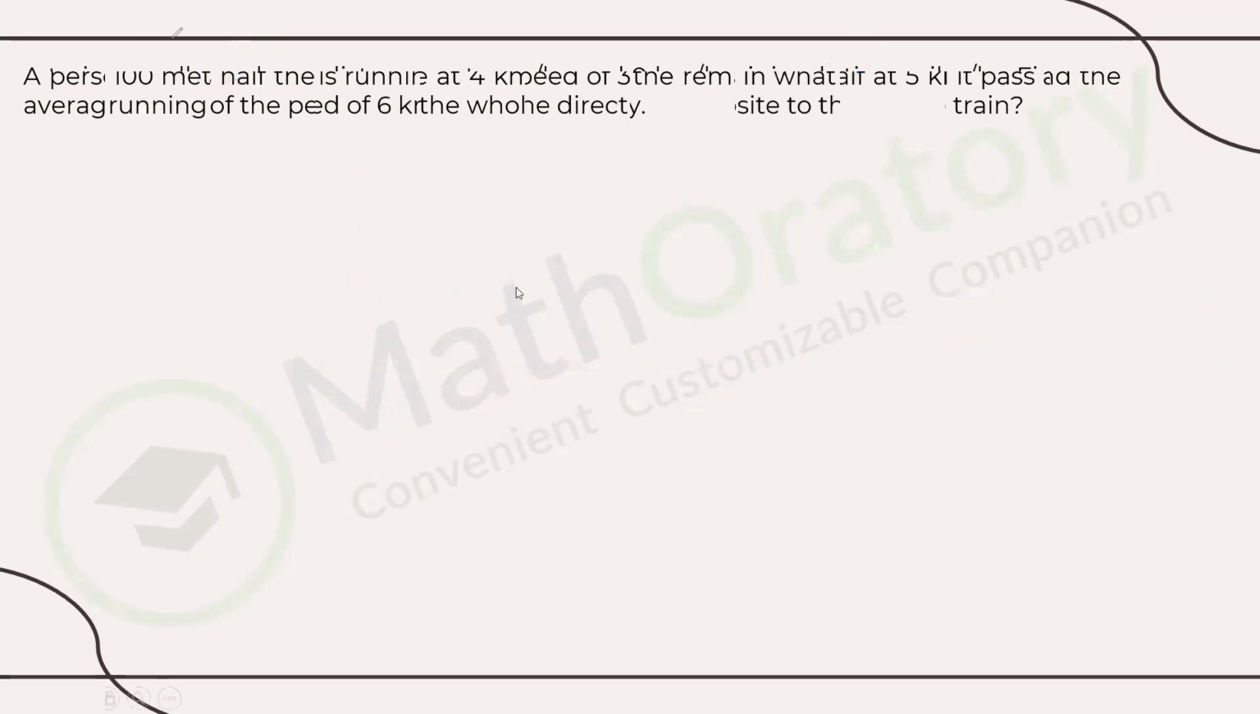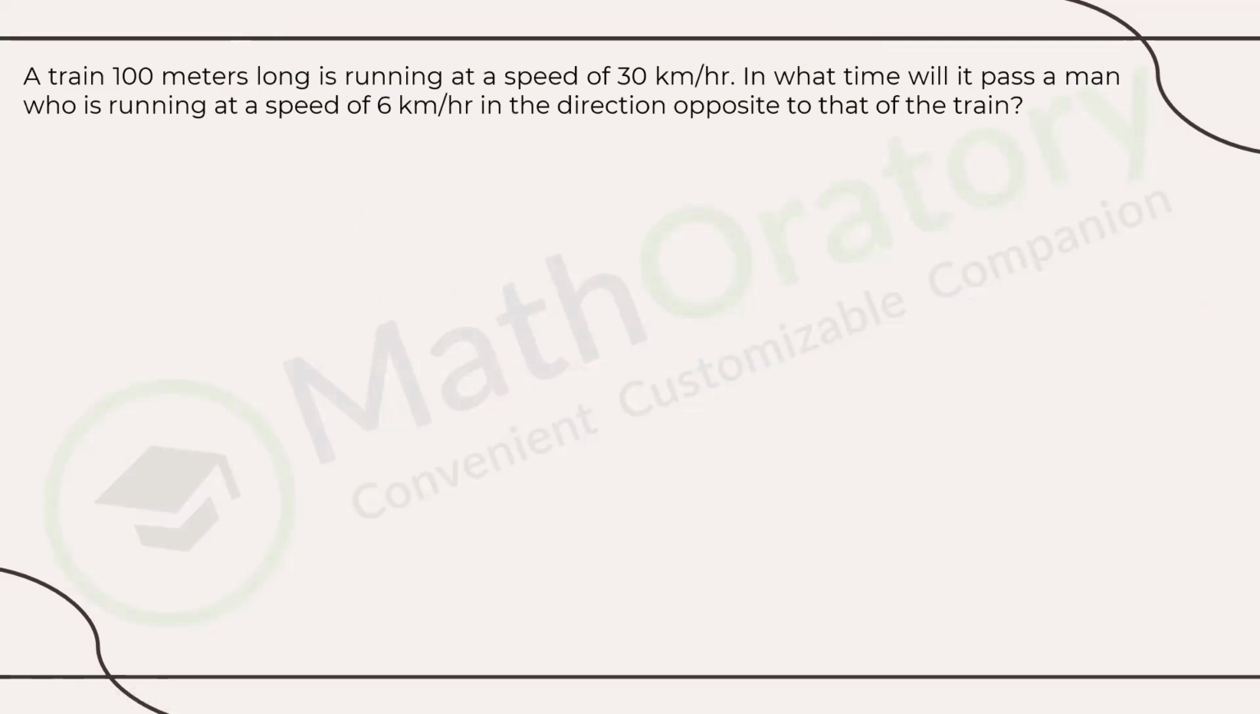Let's move to the next one. Here, it's a basic concept again. It's a concept of one object passing another object, where both the objects are moving, or one of the objects is moving and the other is stationary, whatever it is. When one object crosses another object.